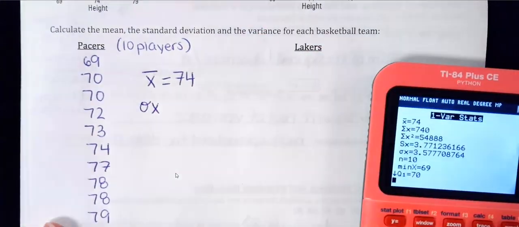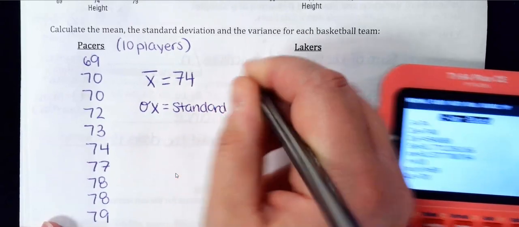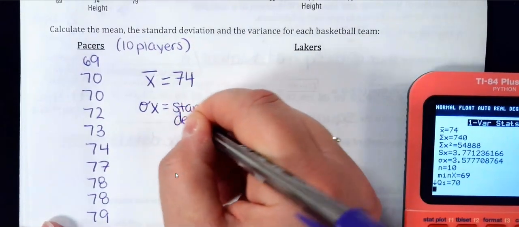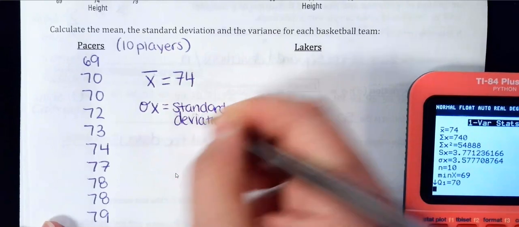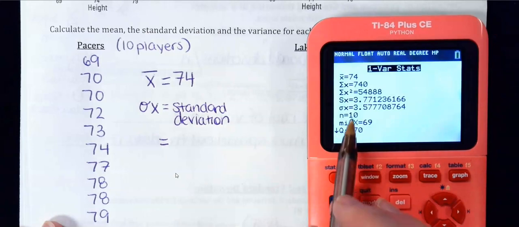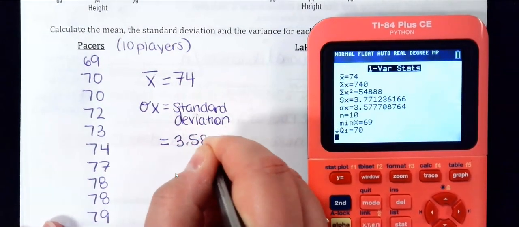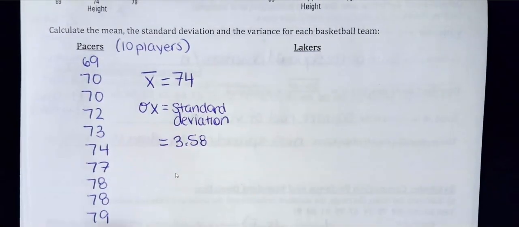Okay, now on the calculator, that is going to be your standard deviation. Now, I'm just going to go ahead and round that to 2 decimal places. So I've got this like 3.577, blah, blah, blah. So I'm just going to go 3.58 here. That is my standard deviation.